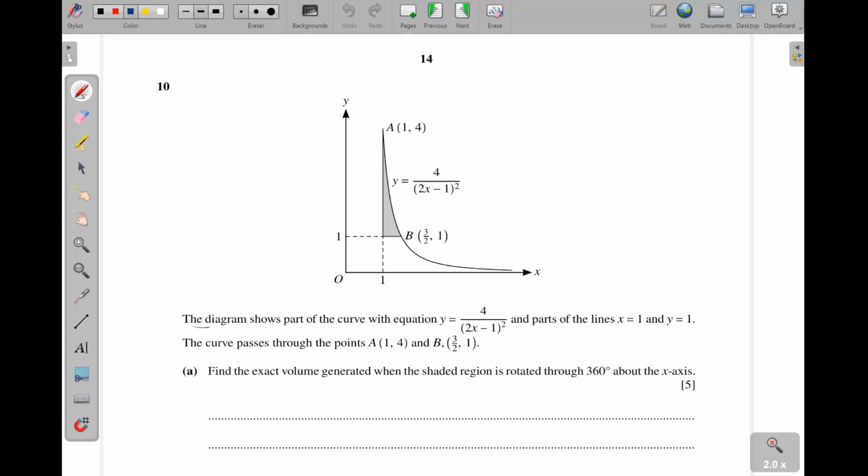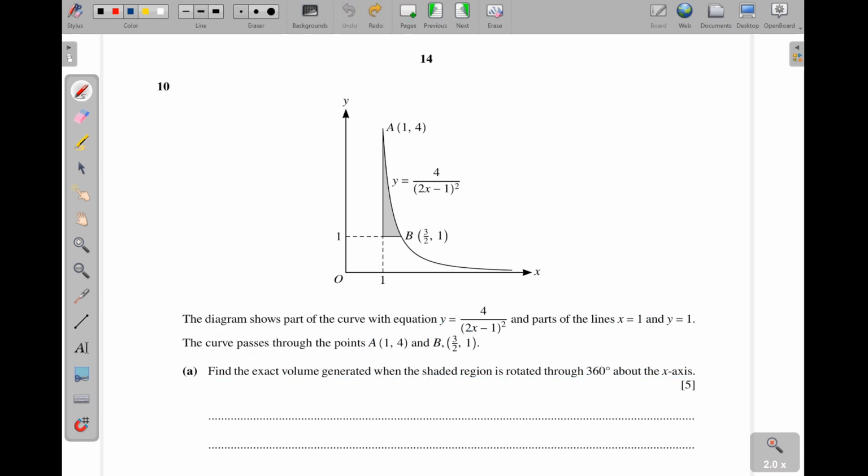Question 10. The diagram shows part of the curve with this equation here and parts of the lines x is equal to 1, y is equal to 1. The curve passes through the points A (1, 4) and B (3/2, 1). Part A, find the exact volume generated when the shaded region is rotated through 360 degrees about the x-axis.